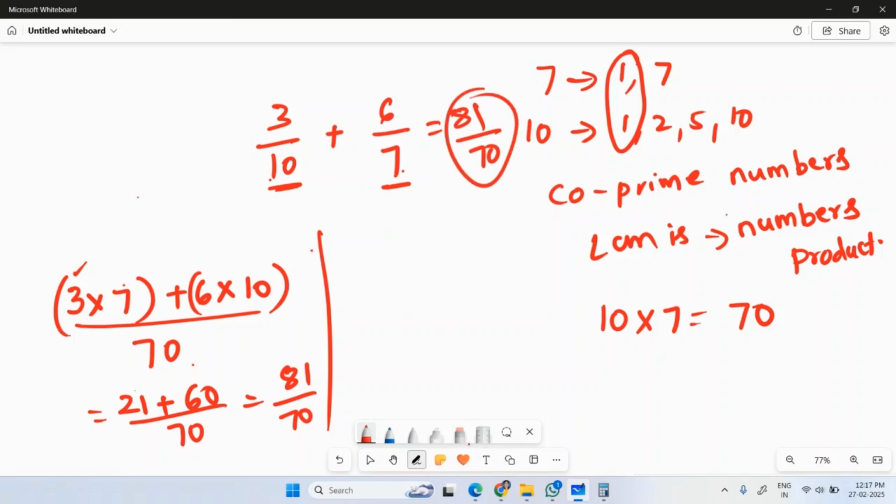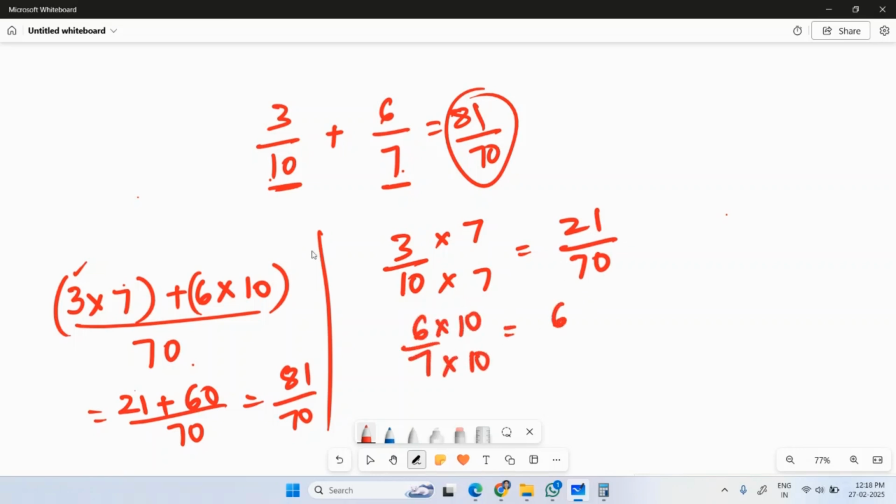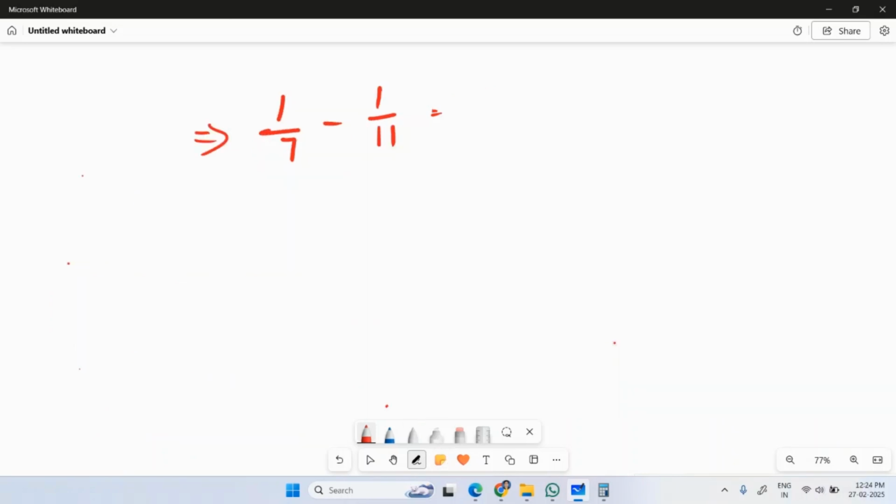Okay. The other way is cross multiplication. 3 upon 10, times the other fraction's denominator, which is 7. 3 times 7 is 21. 7 times 10 is 70. 6 upon 7, other fraction's denominator 10, which is 60 upon 70. If we add these two fractions, 21 upon 70 plus 60 upon 70, which equals 81 upon 70. We got our answer. The same way, we will do the subtraction of two fractions.